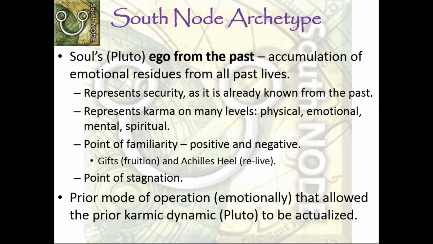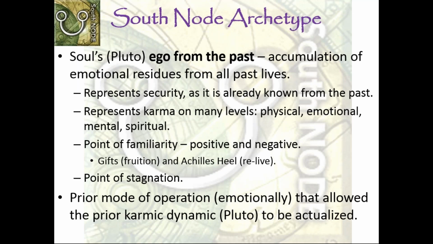Starting with the South Node, this is the soul's ego from the past. It is the accumulation of all the emotional residues from our past lives. It represents security because it's already known. It will also represent karma on all four levels: physical, emotional, mental, and spiritual. It is the point of familiarity, both positive and negative.